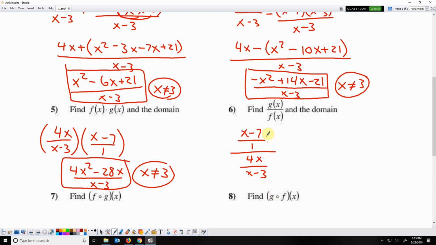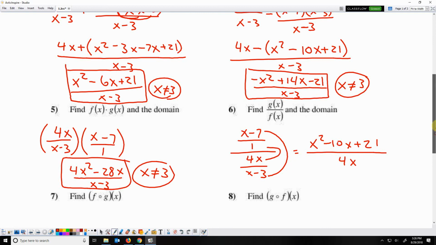So if we multiply this numerator by this denominator, this outer loop, that's going to give us a numerator. And we've already multiplied x minus 7 by x minus 3 a couple times. We got x squared minus 10x plus 21. And 4x times 1, that's my denominator.